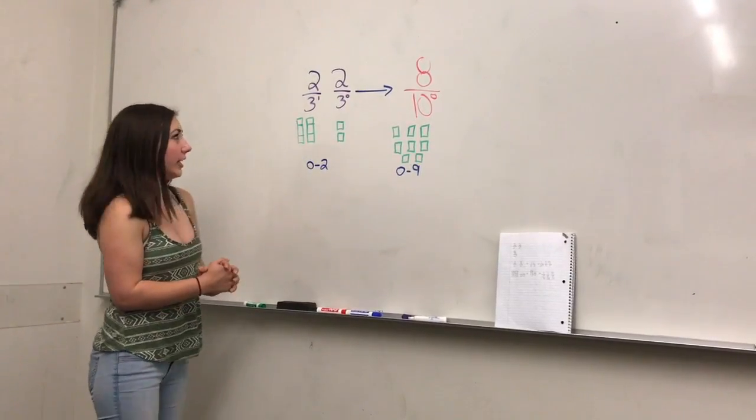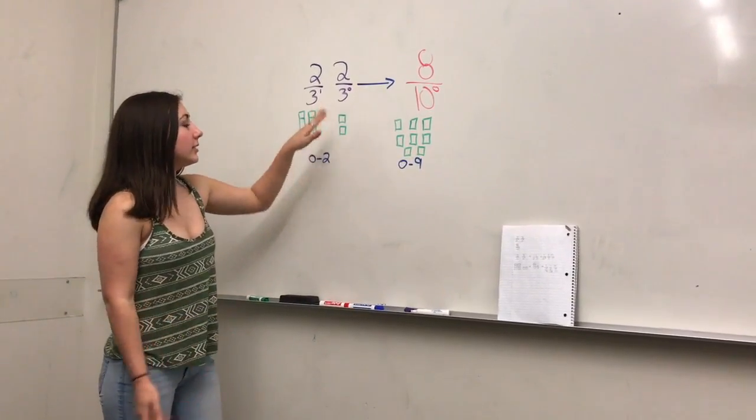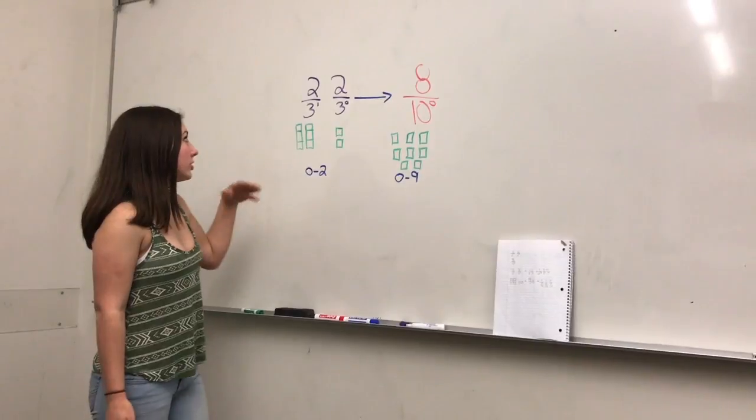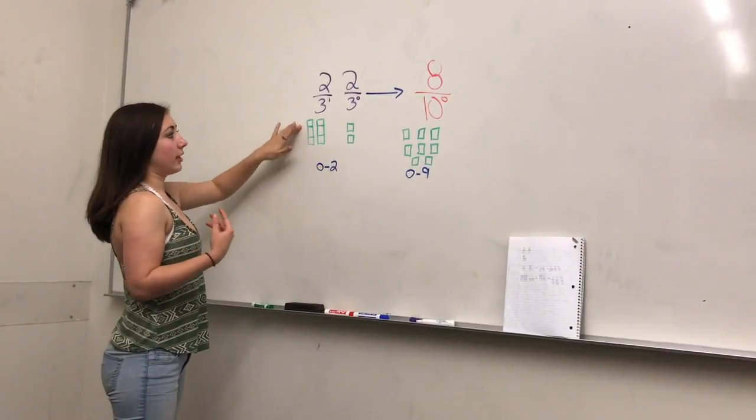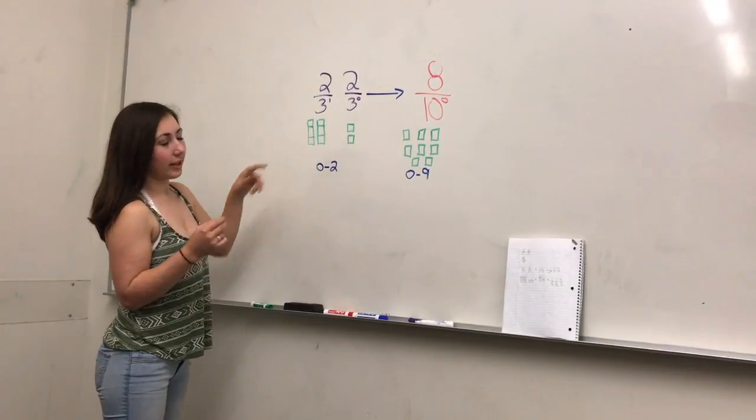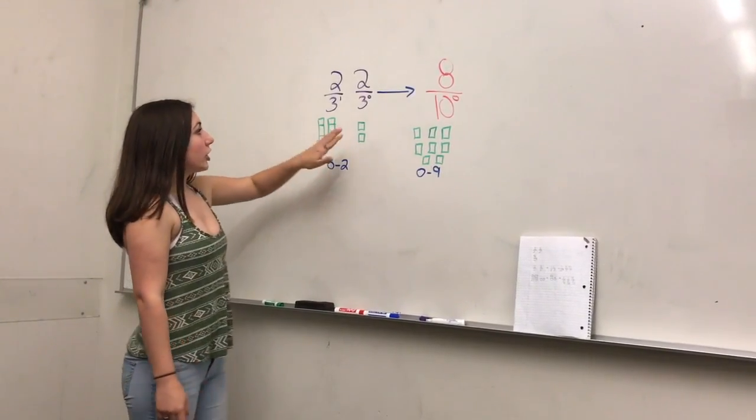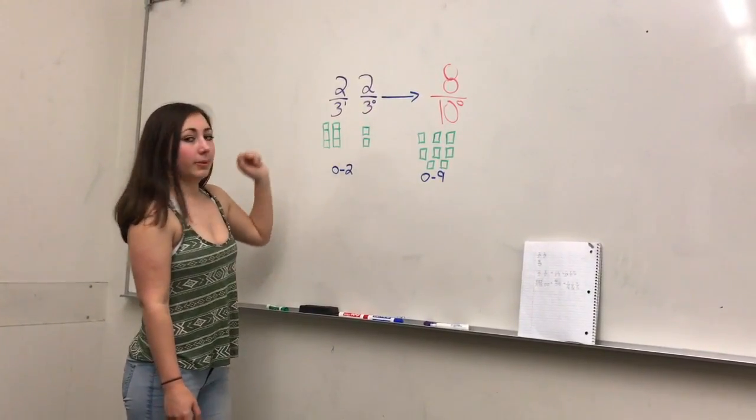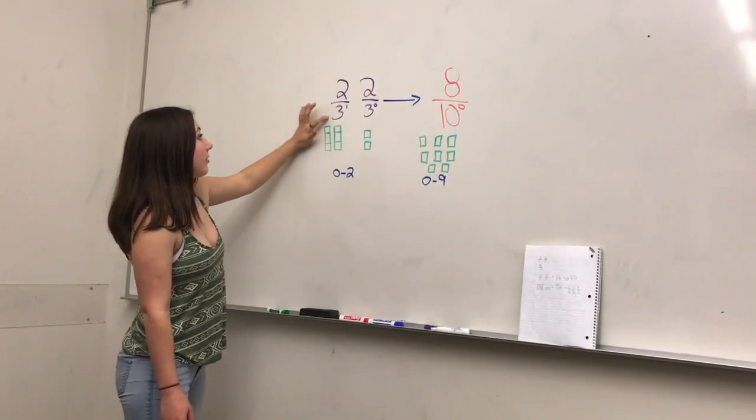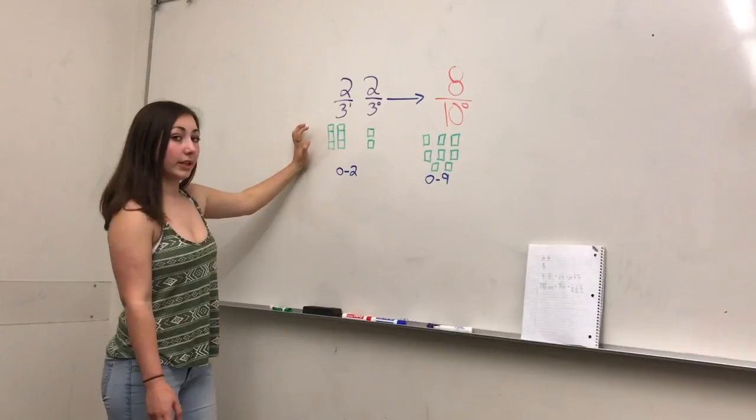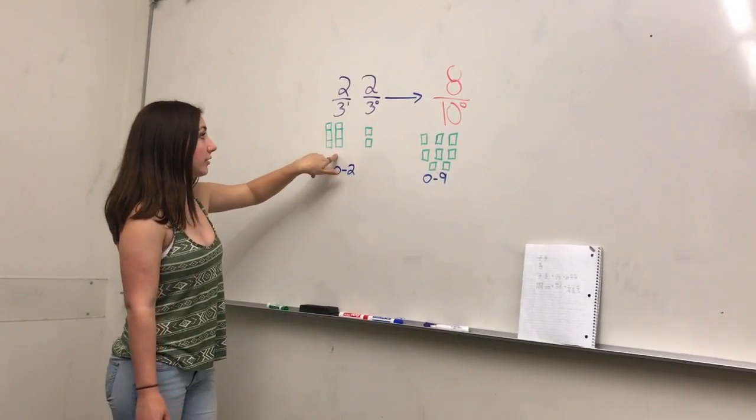I'm going to be converting base 3 into base 10, and I chose to do 22 base 3. As a visual representation, I drew Rubik's Cubes. For the 3 to the 0th power, it's going to be the ones place, so we have 2 ones. And then right here, 3 to the 1st power, that's going to be 3s, so we have 2 rows of 3.